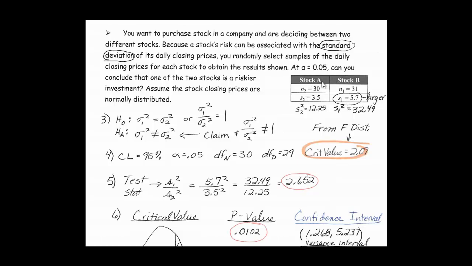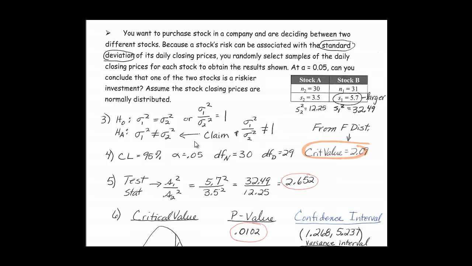So we have two stocks, sample size 30, standard deviation of 3.5. Sample size 31, standard deviation of 5.7. Stock B has our larger standard deviation, but in each of these I need to square both of these values because we know we're going to be comparing variances.